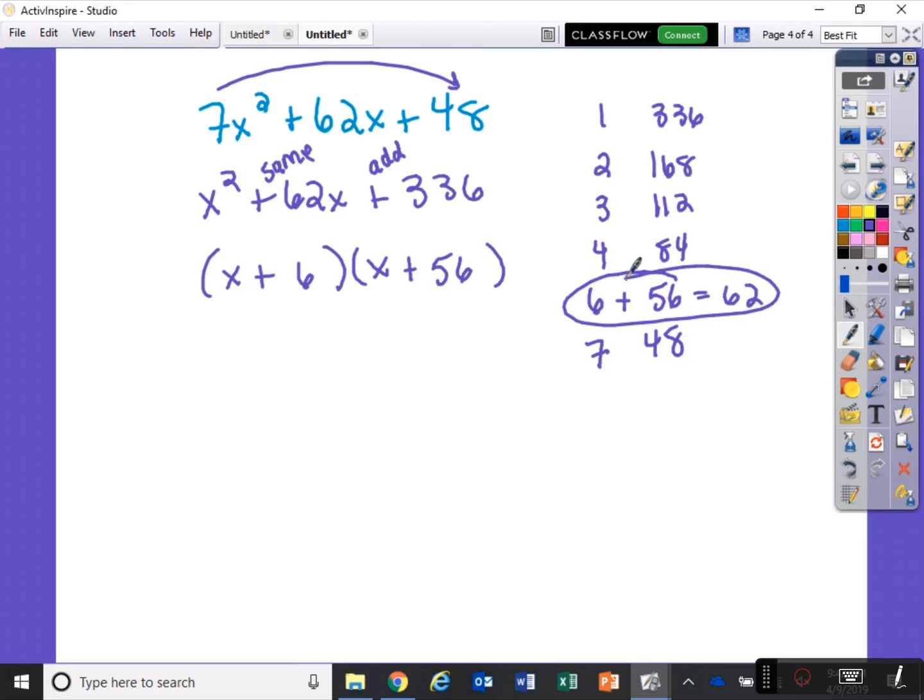Now I'm not done, I still have to go back and slide and divide. So first I'm going to divide both of them by the 7 that we originally multiplied by. 6 over 7 does not reduce or divide, so we slide. Is it always the second parentheses that slides? No, obviously not, whichever one doesn't divide. And 56 divided by 7 is 8. 7x plus 6, 8.